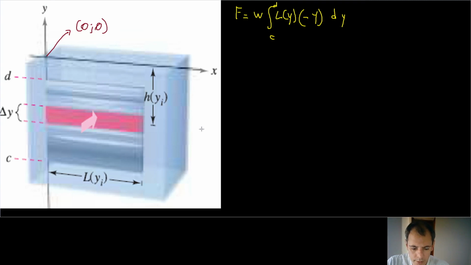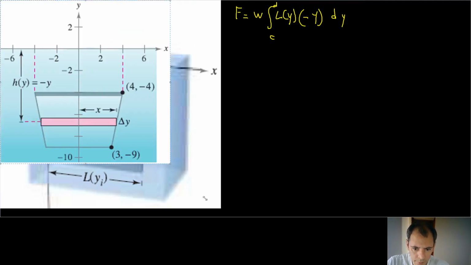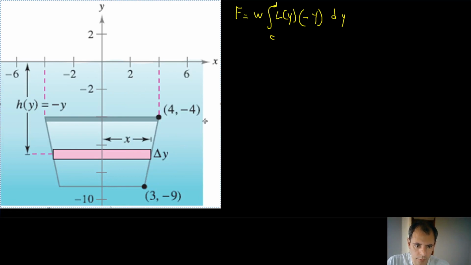I'm not going to erase this. I'm just going to paste the figure here. This is what they're talking about. Okay, so you have to consider that this point right here is 0, 0. All right. Now let's try to apply this formula to this situation.